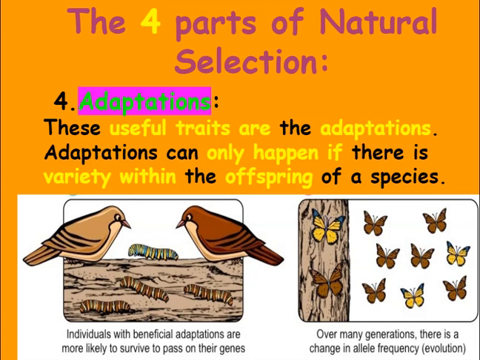The picture on the left says individuals with beneficial adaptations are more likely to survive to pass on their genes. We're talking about the butterflies here with two color variations. So even the caterpillars are colored differently, and the more brownish looking caterpillars are blending in with the bark, and the one that stands out is the more colorful one. Those are more likely to get eaten by those birds. And then you see the butterflies as adults. It says over many generations there is a change in allele frequency, right? And that's evolution. That's how it works.